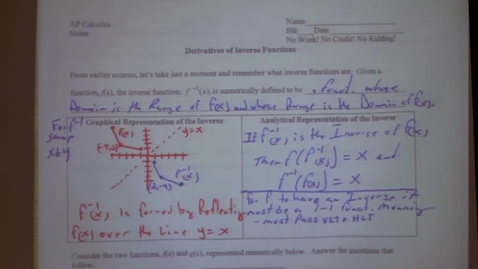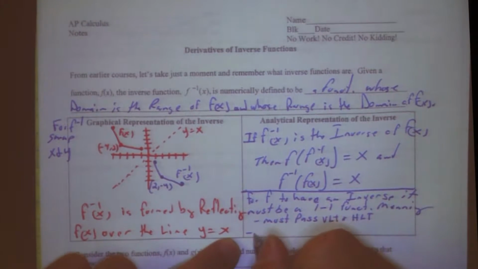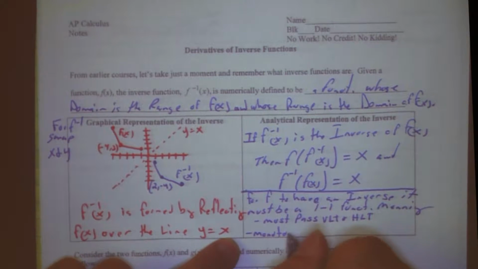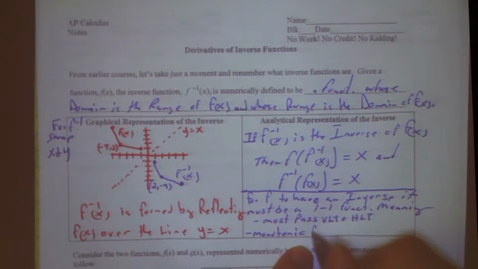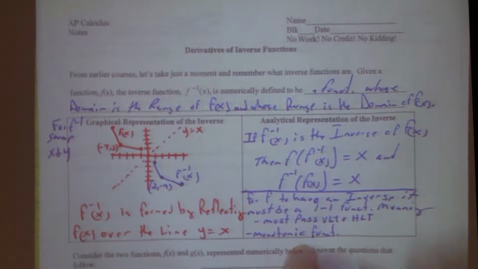The other thing that I'm going to mention here just for fun is monotonic. What does that mean? Always increasing or always decreasing. So monotonic functions always have an inverse.